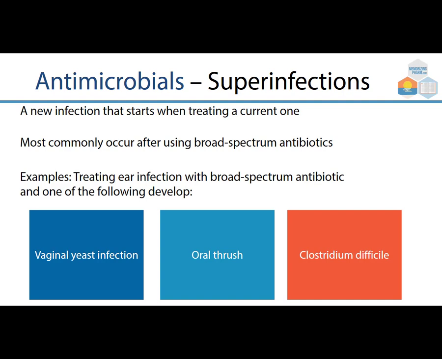So it most commonly occurs after a broad spectrum antibiotic. So again, another reason to try to get to narrow. So for example, you're treating an ear infection with a broad spectrum antibiotic and one of the following develop. Maybe a vaginal yeast infection, oral thrush, or Clostridium difficile, which can cause terrible diarrhea. Oral thrush and vaginal yeast infections are both Candida infections.